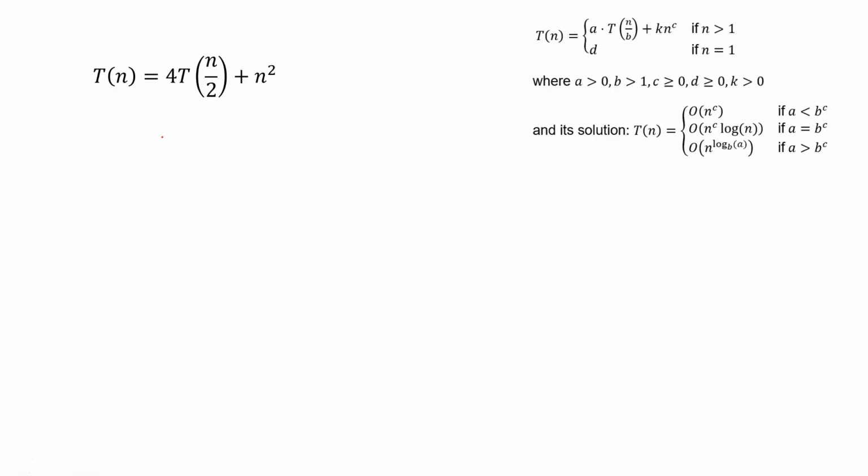Write down A, B and C. We have A equals 4, B equals 2, C equals 2. In this case we have A equals B to the power of C. So we are applying case number 2. We have big O of n to the power of C, so n squared, times log n.